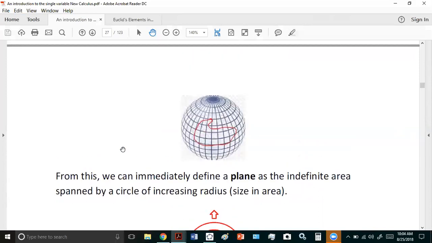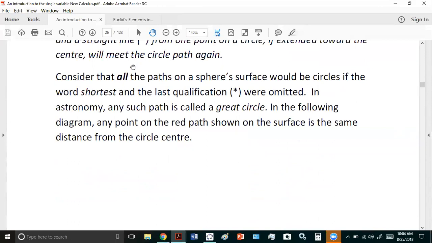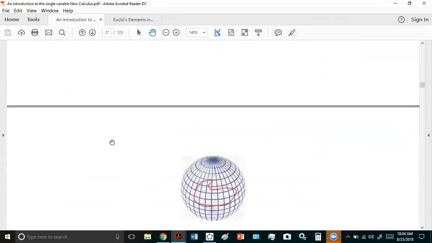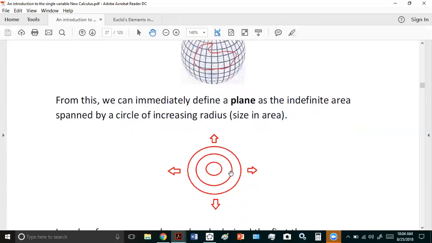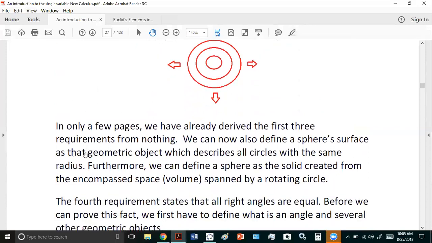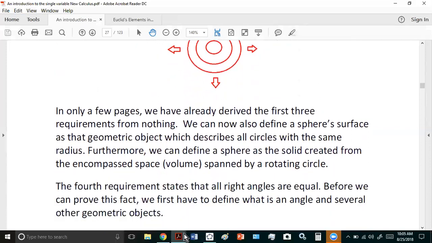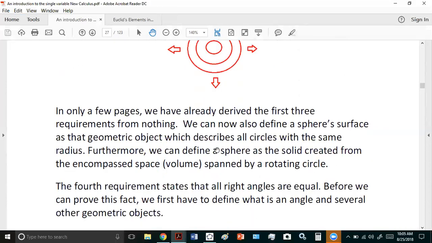So once we've defined a circle, as we have over here in this requirement, then we can define a plane immediately, because it's just the indefinite area spanned by a circle of increasing radius, right? So it increases in both directions, and that's a plane. And so we have a plane. And in only a few pages, we have already derived the first three requirements from nothing. So if you look at this here, we've derived 1, 2, and 3, and to draw a circle with any center and radius. So nothing about axioms there or postulates.